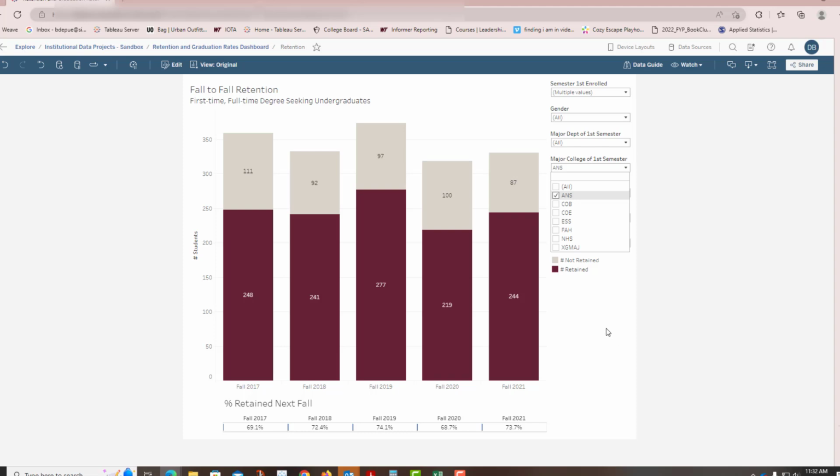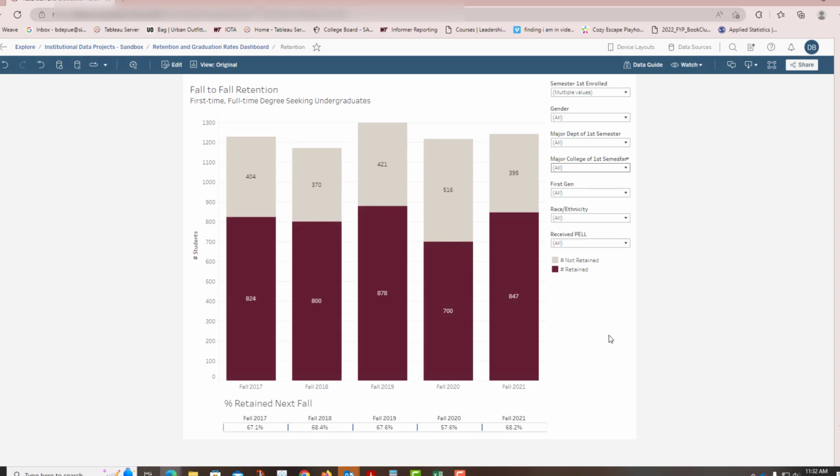I would have to say that this is based on the major of the student as they come in. As we all know, students will change their majors from time to time over the course of their time here on campus. But that is the major they select when they come in. I'm going to go ahead and change that back. Have some other filters here. First gen, yes or no, whether or not they're first gen or not. Race and ethnicity is another filter that we have. Whether the students were eligible for Pell upon entry that first semester, yes or no.